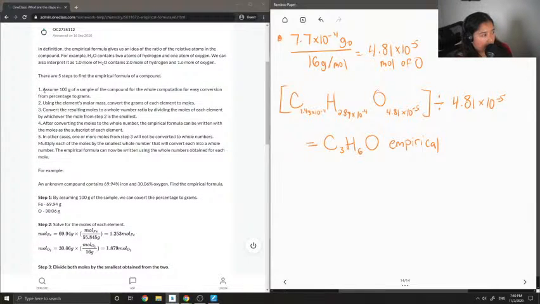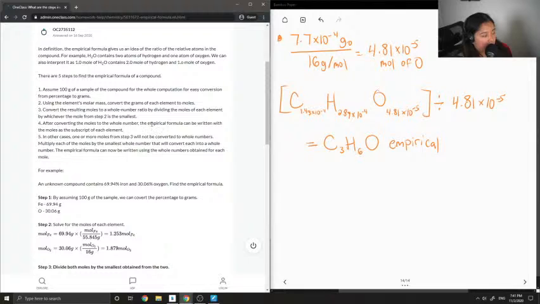So this is if you don't have any mass and you need to calculate an empirical formula, you can assume 100 grams of a sample of the compound, and that's an easy way to convert from percentage to grams. So like what they said, using the element's molar mass, convert the grams of each element to moles. Convert the resulting moles to a whole number ratio by dividing the moles of each element by whichever mole value from step 2 is the smallest. So this is similar to our example. We divided it by oxygen's moles.